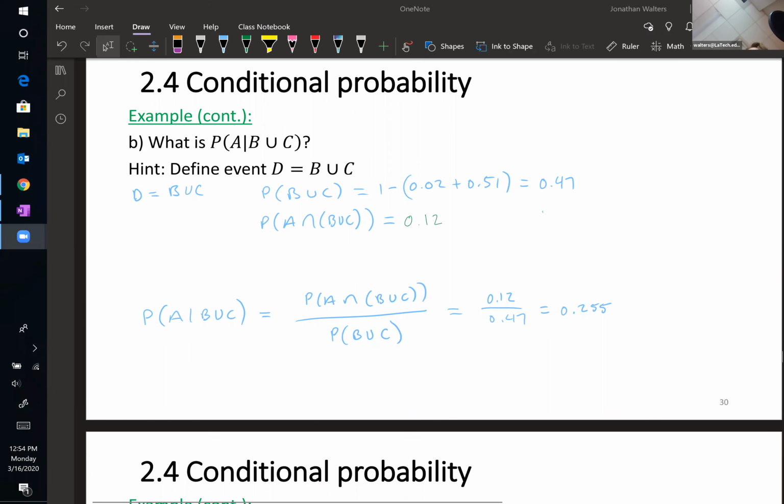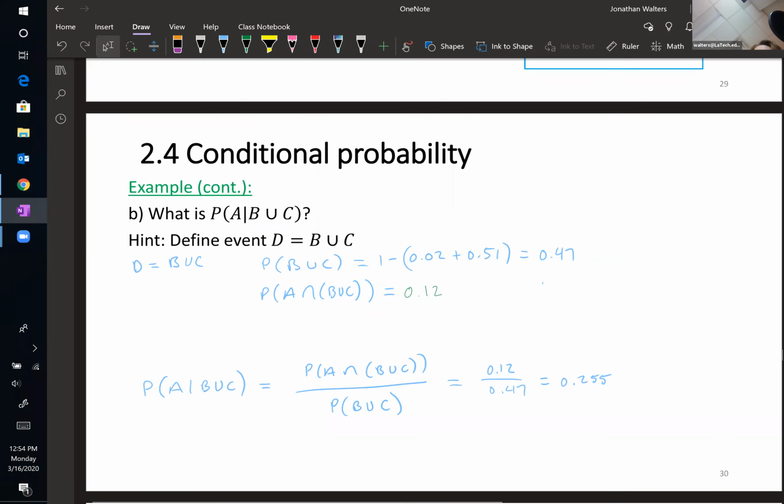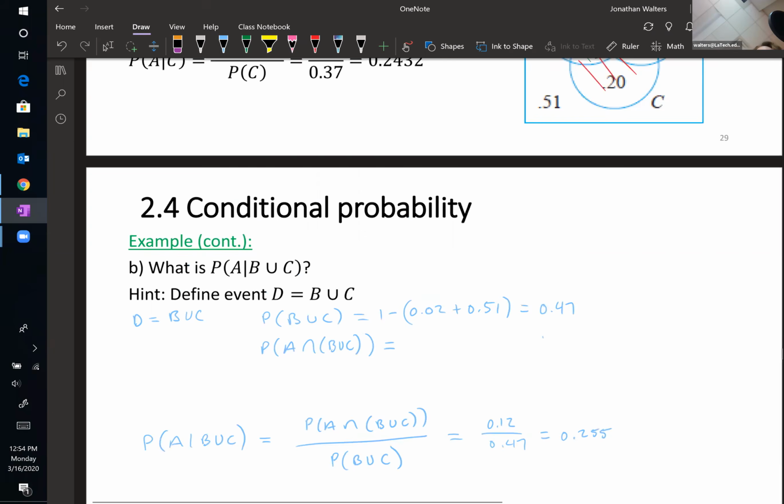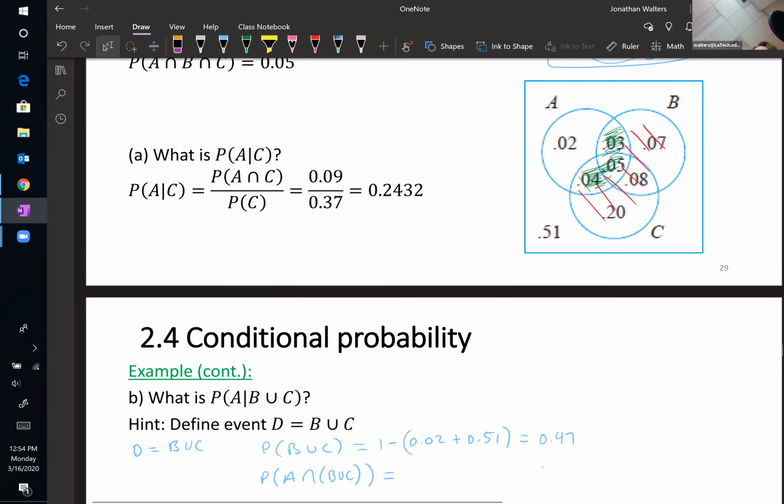How do you get the numerator? So the numerator is the probability of A intersect B union C. I'm going to look at A intersecting with B union C. B union C is everything here in red from our Venn diagram.